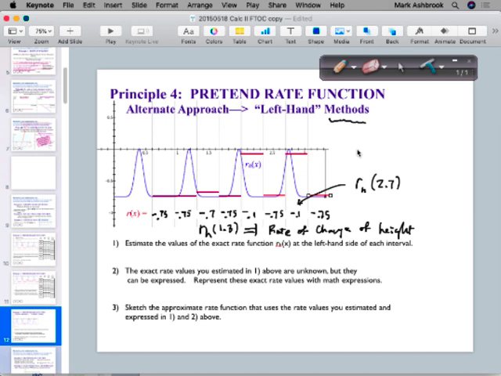So let's take a look at the approximate net accumulation function for this one, okay? But we're not going to create it point by point. We're going to use the graphing calculator to do it. Any questions on this page? Okay, here we go.